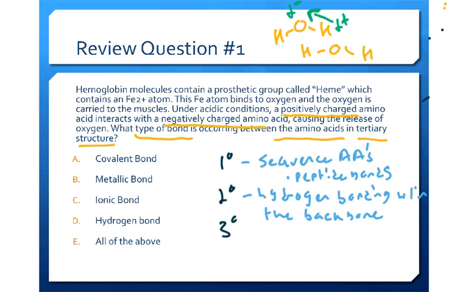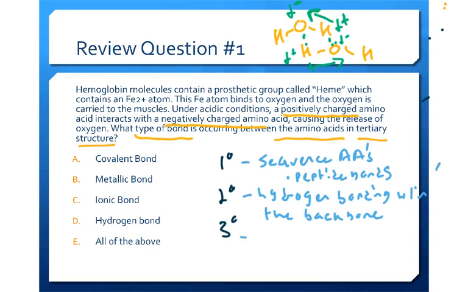So what can happen is this is happening on two different waters. So this positive and negative can interact, and this positive and negative can interact. Okay? That is a hydrogen bond. And that's what's going on in secondary structure.